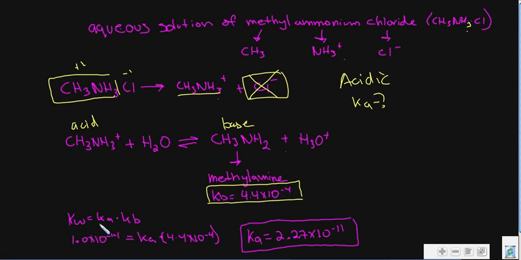All right, so hopefully that helps with sorting out the situation with salts and how to figure out whether they create an acidic or a basic solution, and then being able to solve for their respective ionization constants.